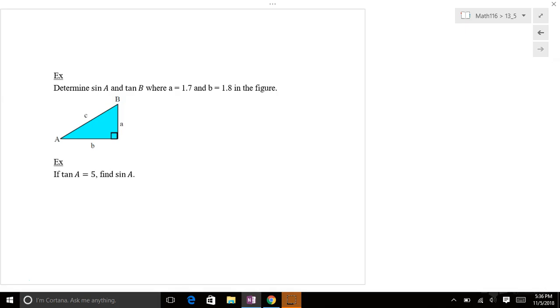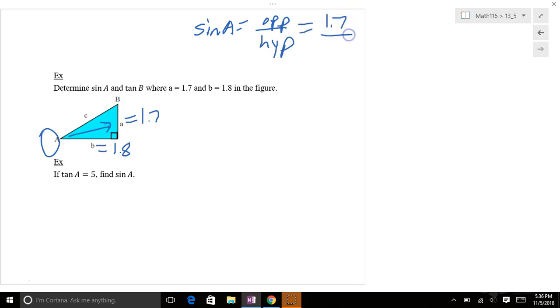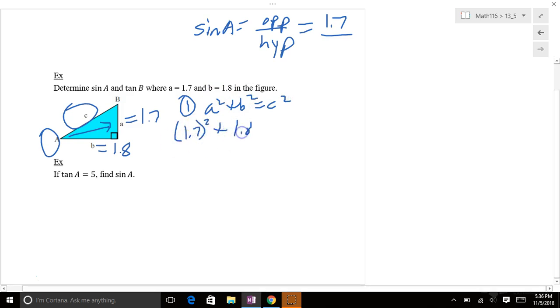Determine the sine of A and the tangent of B if you're given the side lengths A being 1.7, B being 1.8. When you're finding the sine of A, you have to know the opposite side and the hypotenuse. Looking at A, the opposite side is going to be 1.7. The problem is the hypotenuse. We don't know it, so before you do anything, you have to find it with the Pythagorean theorem: A squared plus B squared equals C squared.